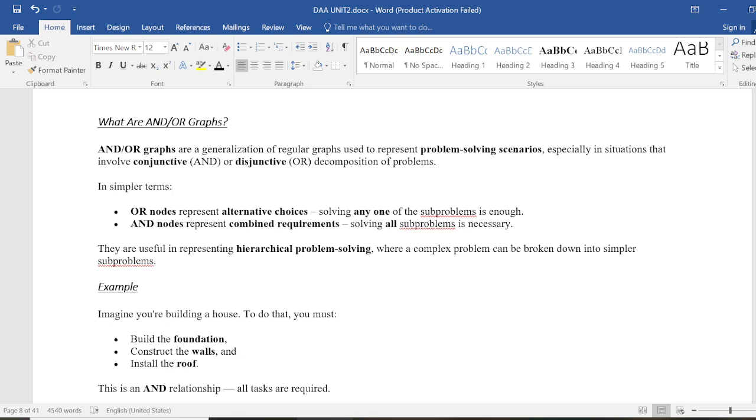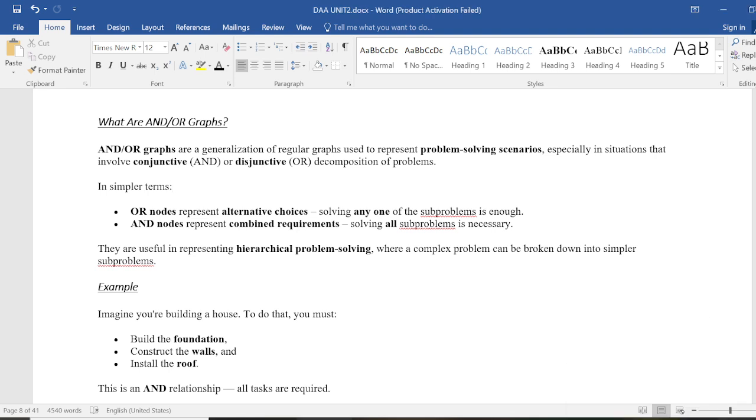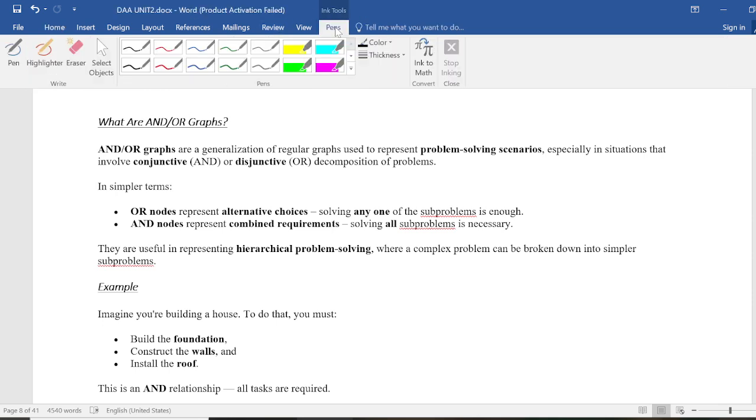So first, reading out the definition: and or graphs are a generalization of regular graphs used to represent problem solving scenarios, especially in situations that involve conjunctive or disjunctive decomposition of problems.